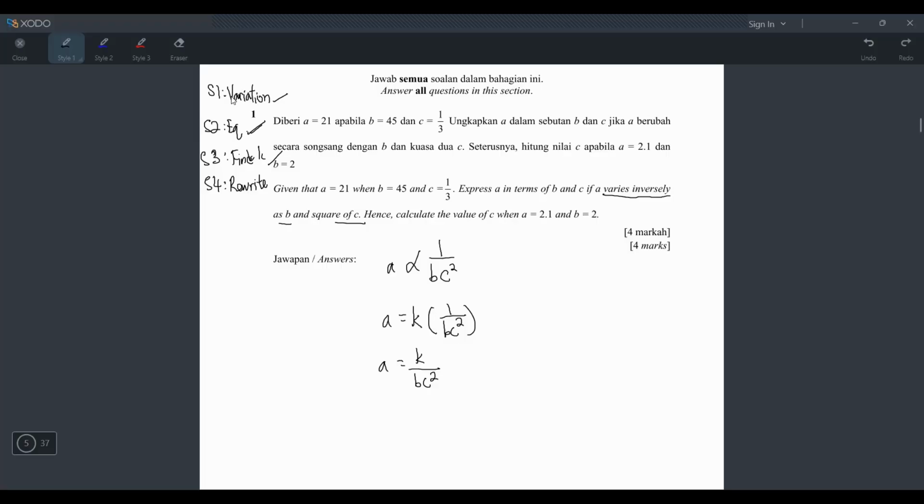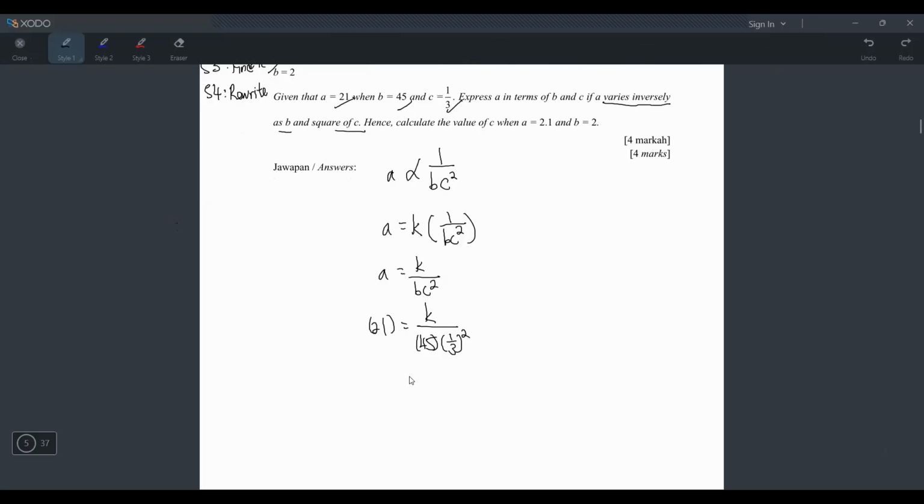Step 3 is to find K. So how to find K? Well, if you want to find K, you need to have the value of A and the B and the C. Okay, and don't forget the C got square one. And they give you already. Remember just now, A is 21, B is 45, C was 1/3. So we just put it in. A is 21, B 45, and then 1/3 power 2. Because C power 2, so 1/3 power 2. And make sure you don't terbalik this number lah, because if you terbalik, salah also.